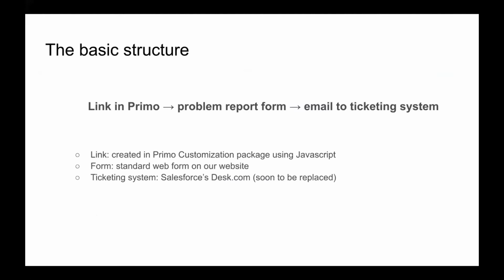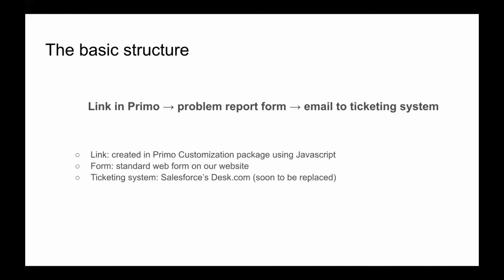So how do we set this up? The general process is this. The user clicks on the found a problem link. They're directed to a web form, and the form results are directed to our ticketing system. As I mentioned briefly earlier, we use JavaScript in our local Primo customization package to create the links. This is probably the most unique part of our setup.